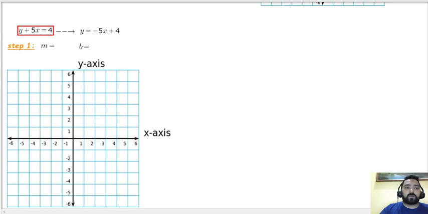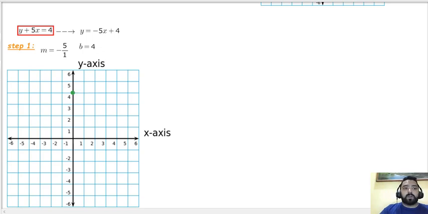Then first you need to identify the slope and the y-intercept. In this case, the slope is negative 5, but remember we add 1 because we have to leave it as a fraction, a rational number, and then b is equal to positive 4. So b, remember, is the y-intercept, so it's on the y-axis. So we represent this value on the y-axis. We count 1, 2, 3, and 4. So here we have the intersection with the y-axis, at 4.